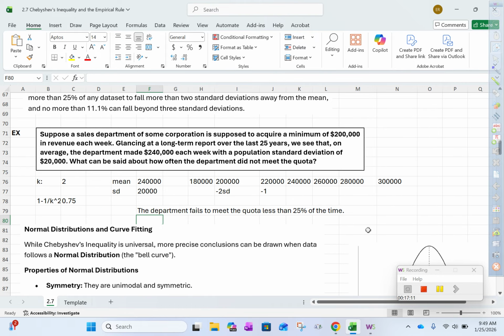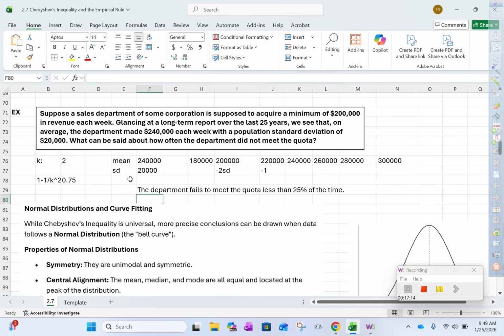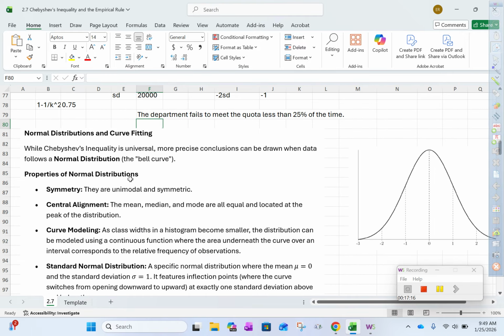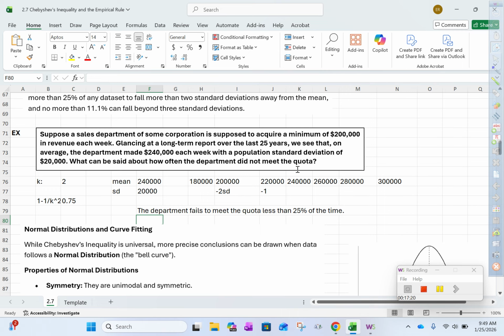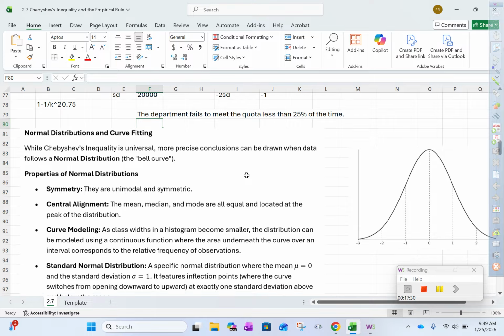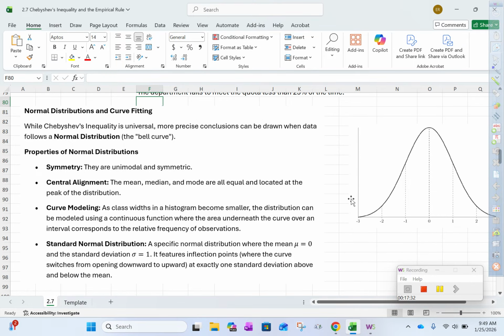Okay, so looking at how this would change with normal, because we weren't told anything about that data set. They calculated over 25 years, so they probably have enough data to determine what it looks like, but we don't know anything about it. Let's talk about normal a little bit, the special ones.